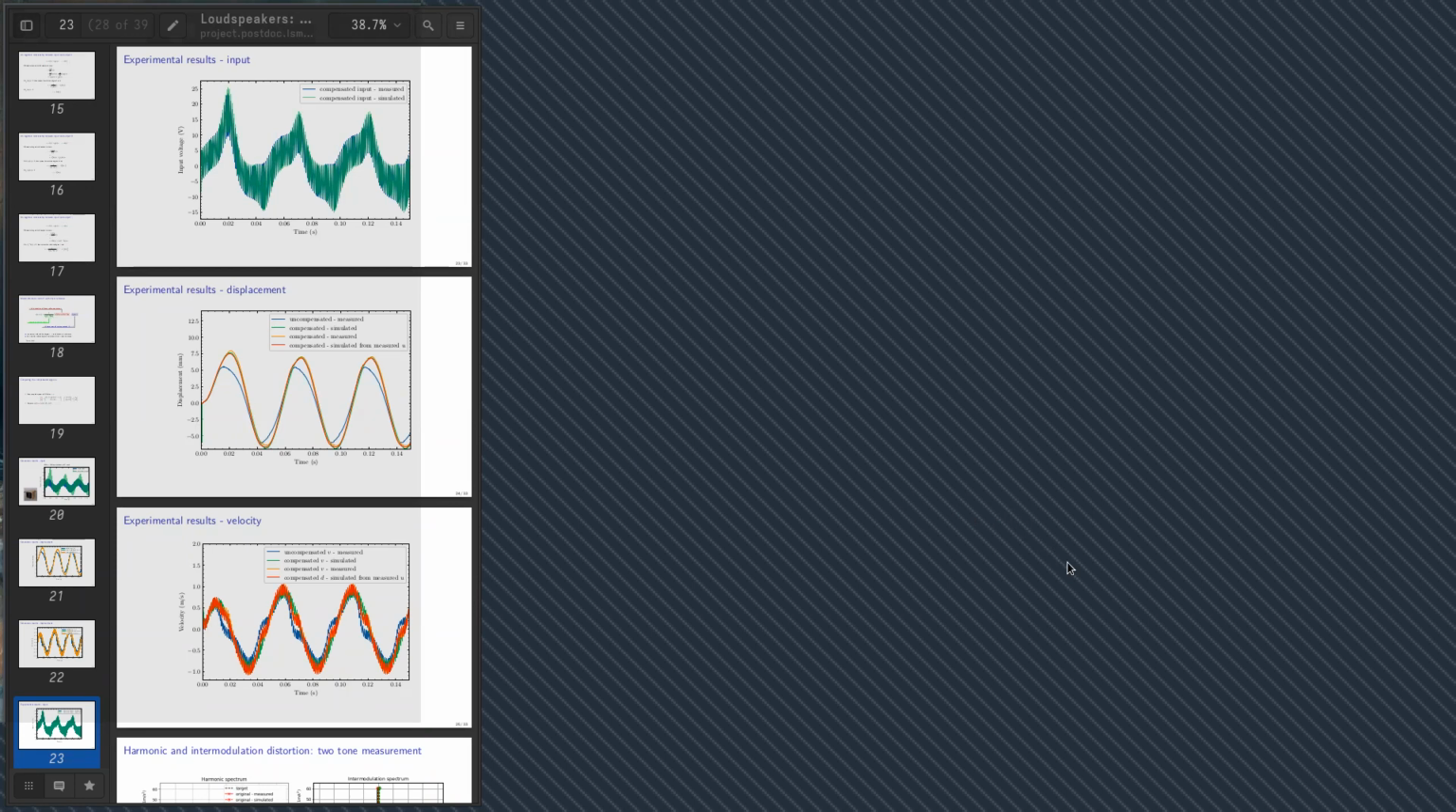Yes. So now this is for ordinary dynamic loudspeakers. Would it work also for the balanced armature, for example, or some other kinds of loudspeakers?